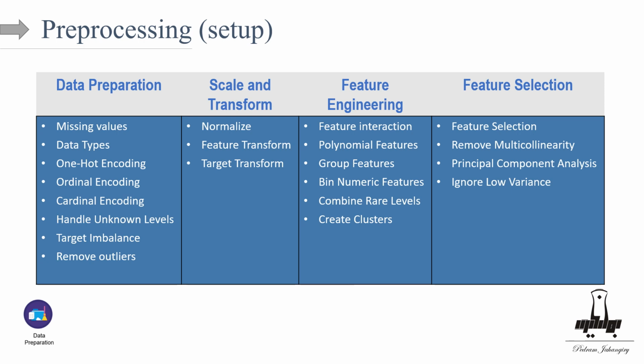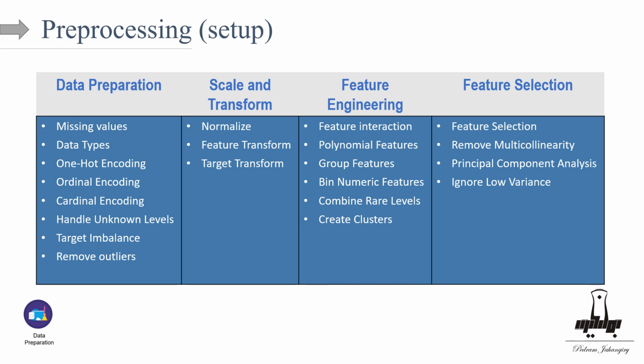When it comes to scale and transformation, you can do ordinary normalization, feature transformation, and of course, target transformation. Then for feature engineering, there are some cool underlying capabilities that you can use. Basically, you can do feature interaction automatically. You can think of polynomial features to be added to the feature space. You can group features based on their characteristics or nature. You can bin numeric features: if you have a numeric feature which is not necessarily linearly scaled, you can put it in different bins. FICO score is a good example of that. You can combine rare levels or create clusters as a pre-processing step.